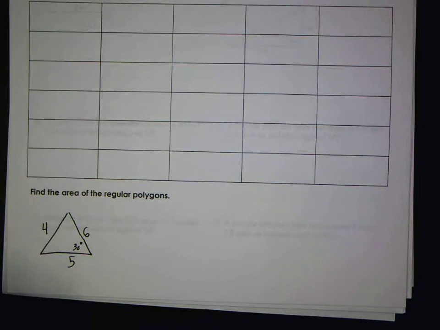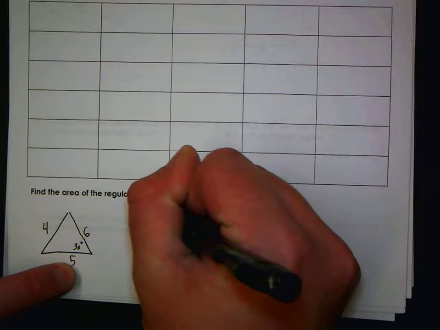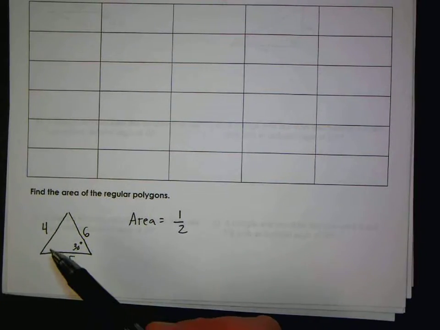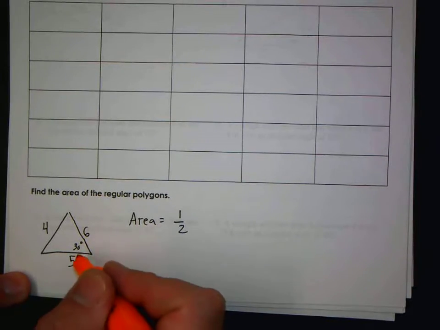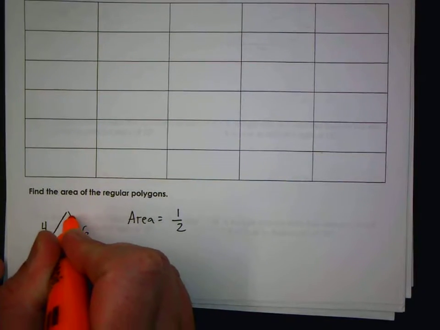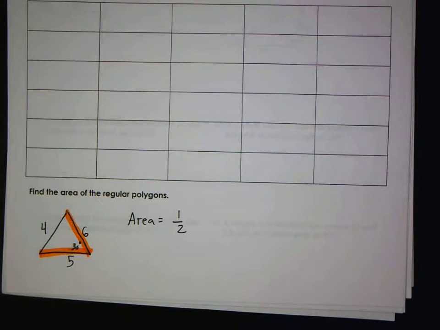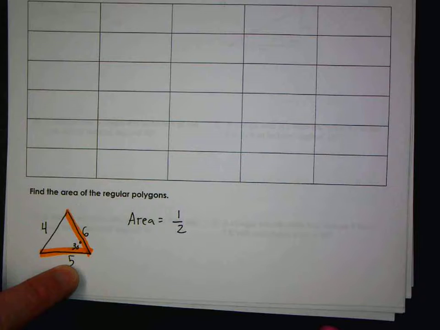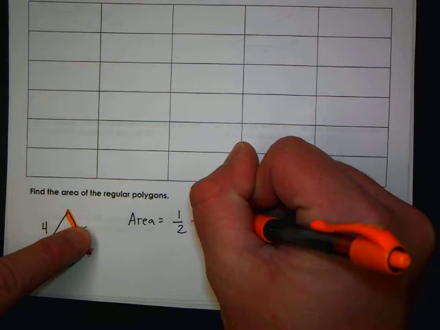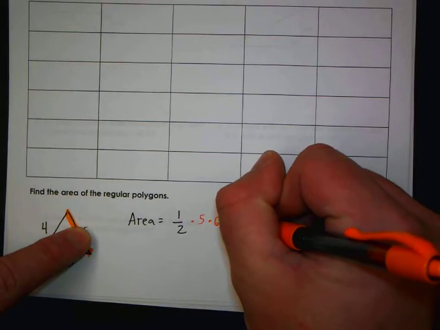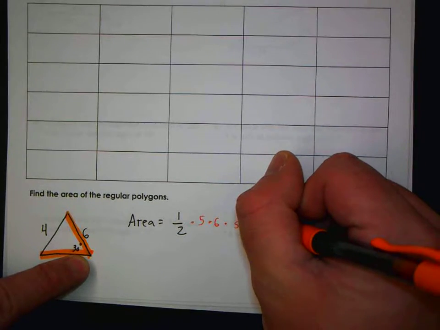And the formula is area equals 1/2. Does that connect to the 4, 5, or 6? Going to be 2 of them. It connects here and here, right? So you're going to use 5 and 6 in the formula because those are the sides on either side of that angle. So you're going to go 1/2 times 5 times 6 times the sine of that angle that's in the middle, 30 degrees.